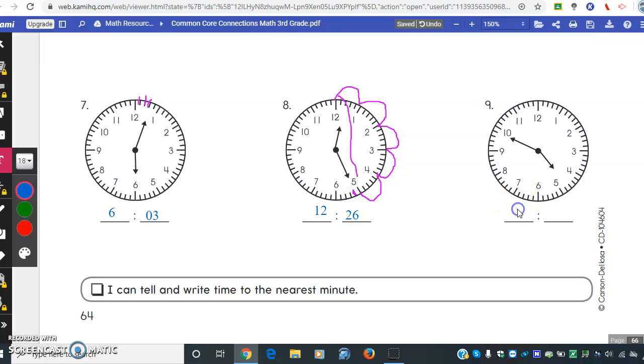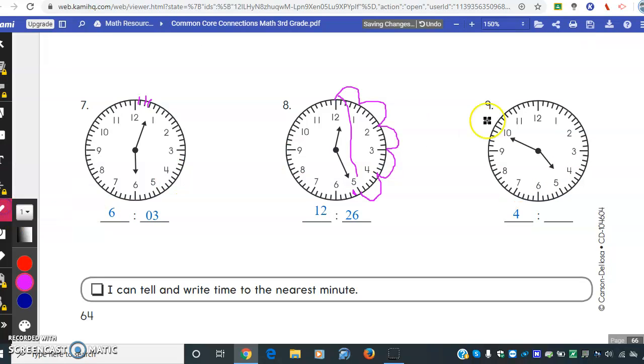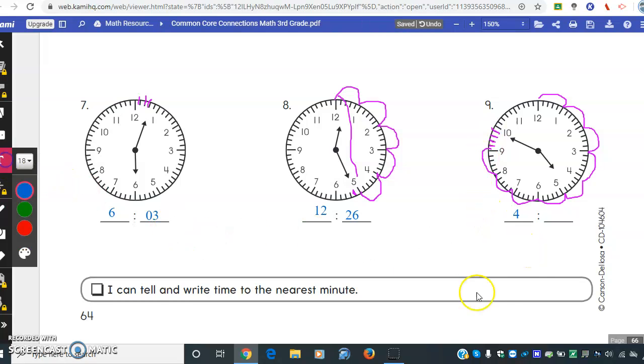All right, next one. Hour hand between the 4 and the 5, but since it hasn't actually reached the 5 yet, it is 4 o'clock. Now we count by fives. 5, 10, 15, 20, 25, 30, 35, 40, 45, 46, 47, 48, 49. So it is 4:49 on that clock.